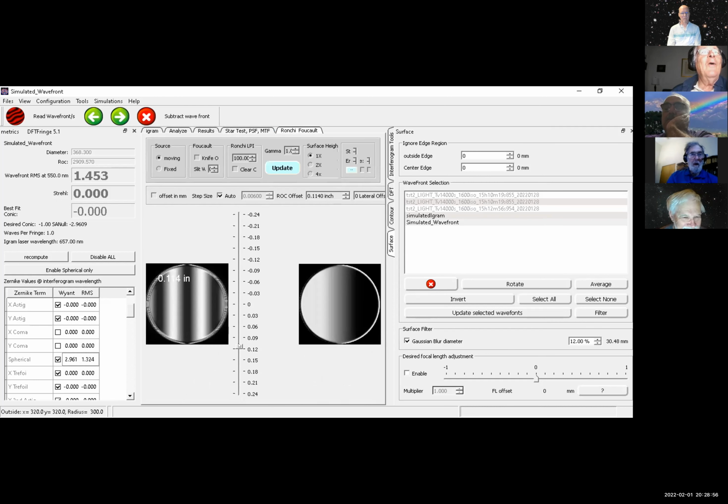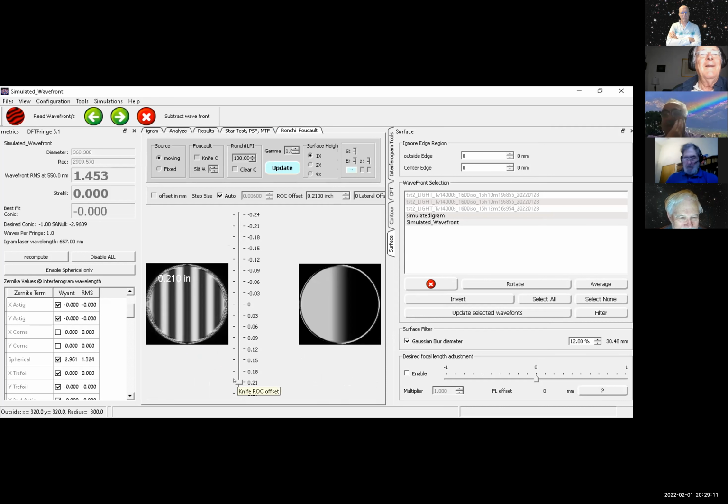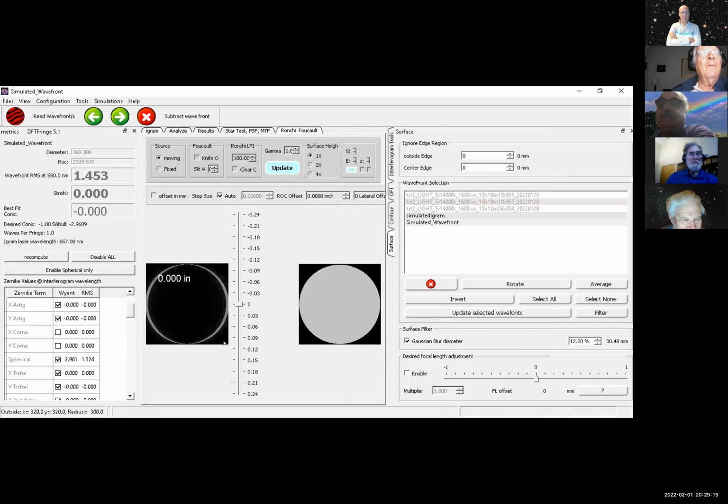Okay, there we go. So we're gonna go in. That looks like a sphere without a turned edge. I've never seen that. Go to 0. That's what it looks like. There's your ring. That's working. So now let's go to a perfect parabola.